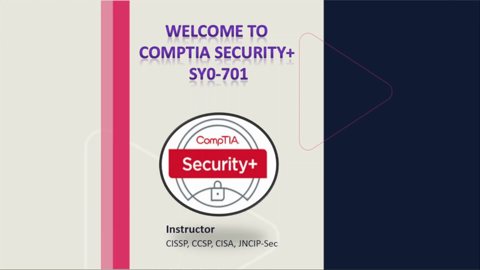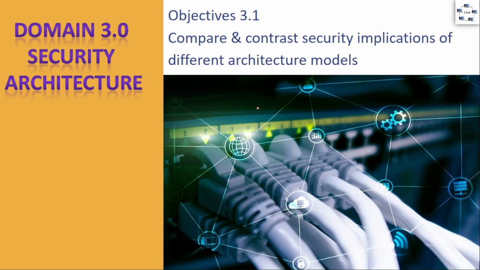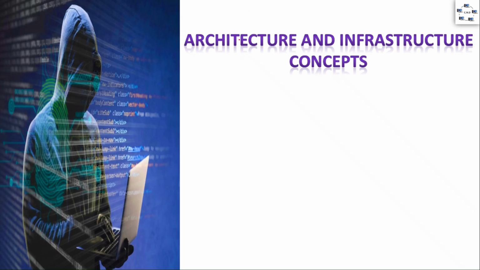Welcome back to our CompTIA Security Plus course, and today we will study the domain 3, that is security architecture, and the first objective 3.1 is compare and contrast security implication of different architecture models. So let's get started. First we will go through different architecture and infrastructure concepts.